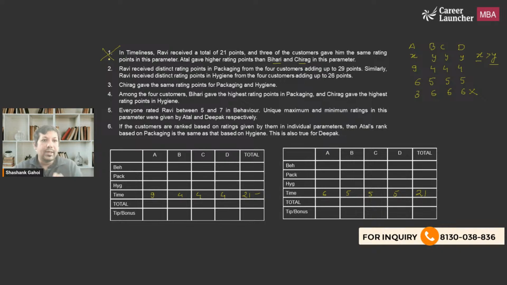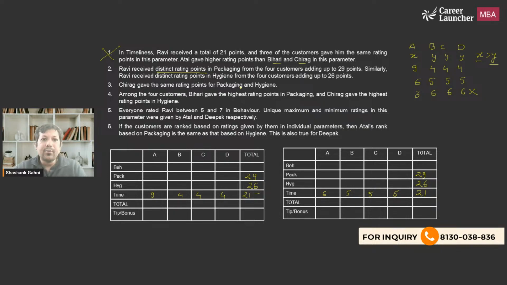Now, next one. Ravi received distinct rating points in packaging from four customers, adding up to 29 points. So in packaging, the total is 29, and the values are distinct. They can't be the same. Similarly, Ravi received distinct rating points in hygiene, adding up to 26 points. So hygiene is 26, and all values should be distinct. We'll see to it.